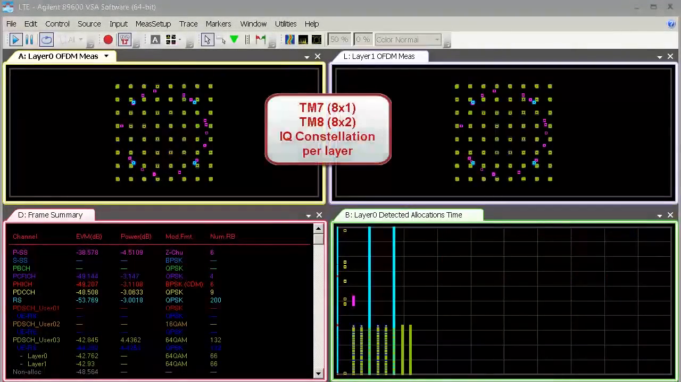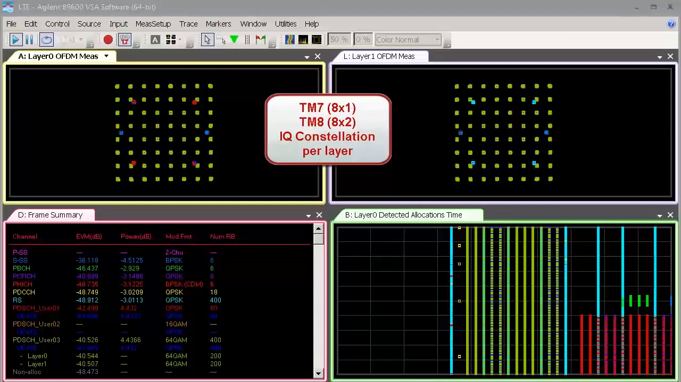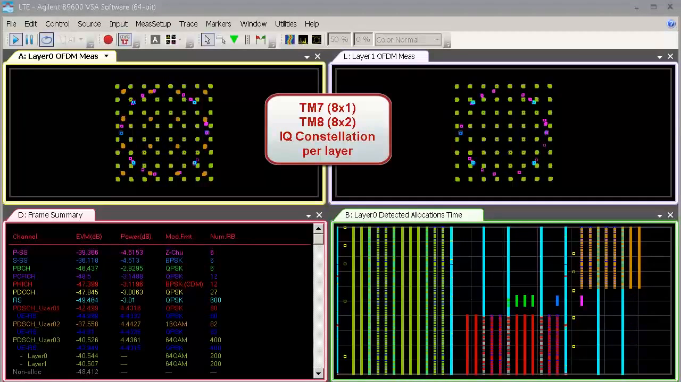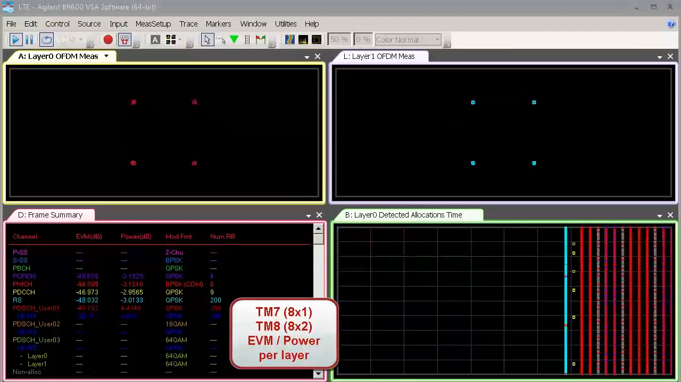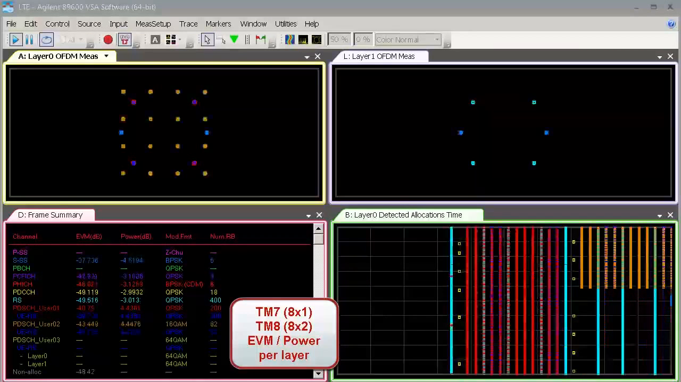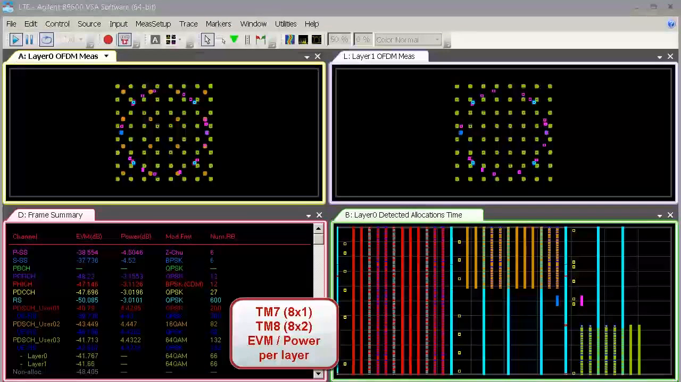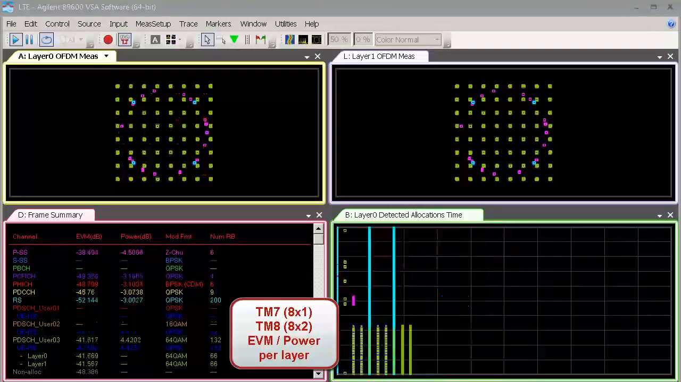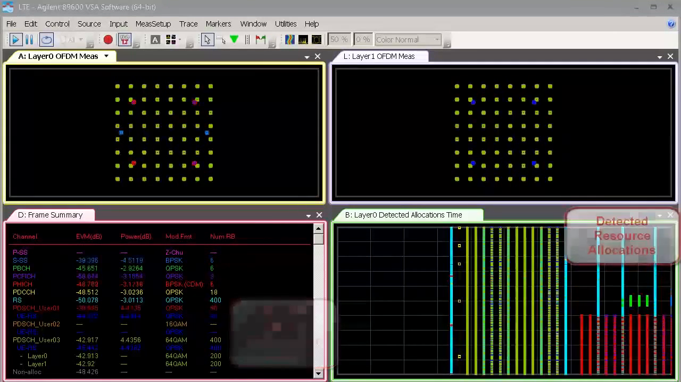The demodulated IQ constellations are displayed per spatial multiplexing layer and provide a quick visual indication of the signal's modulation quality correctness. The frame summary trace provides access to individual EVM and power metrics associated with each channel and signal type. It also provides a color key for all channel type results, which is reused throughout the VSA traces.